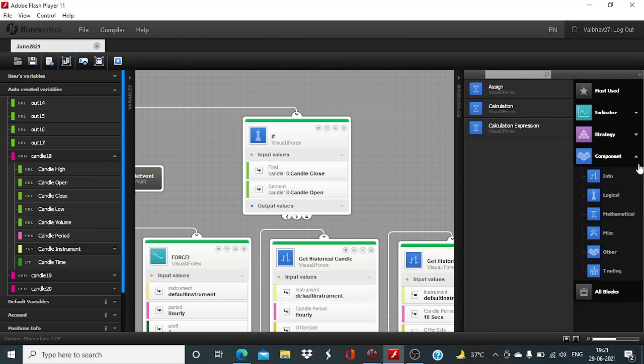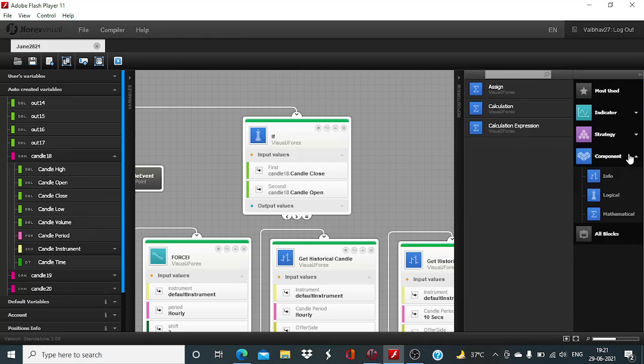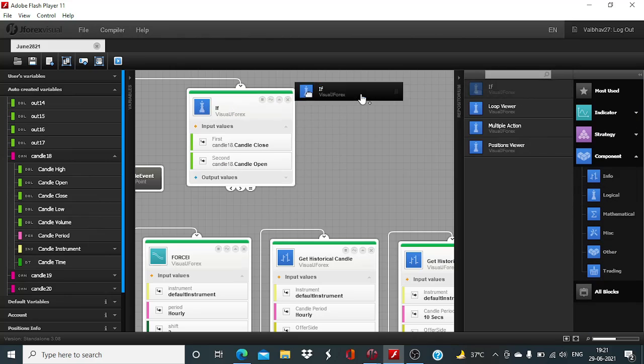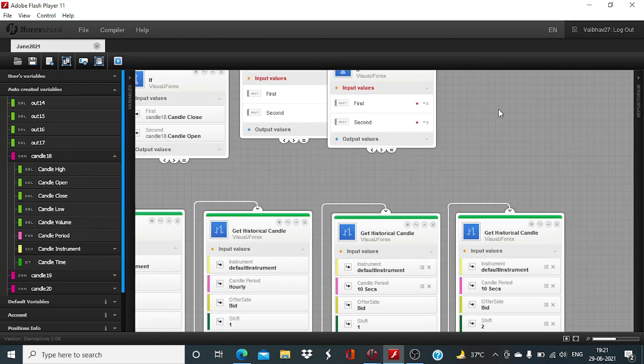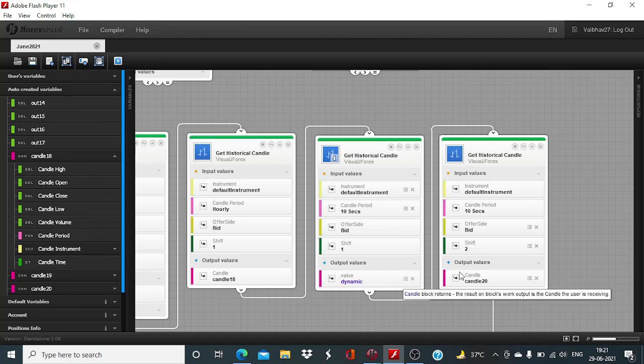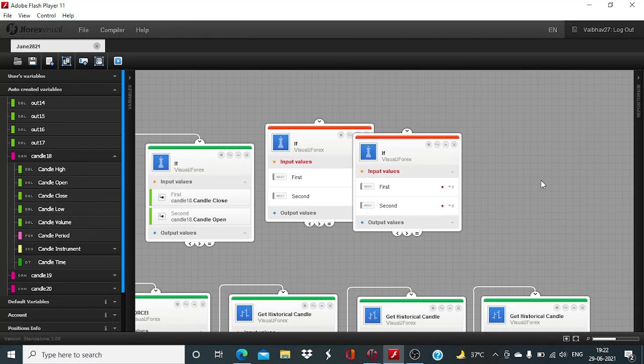And once we are done with this, we need to figure out the point of entry, and for that we will need the logical components, if blocks, 2 more, and we will compare the candle 18 candle close with the closing values of candle 19 and candle 20. Candle 19 has a look back period of 1, so its closing value needs to be higher, whereas candle 20's closing will need to be lower compared to the candle 18 candle close.